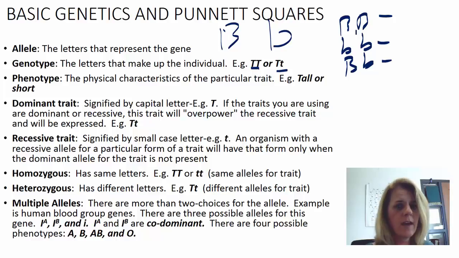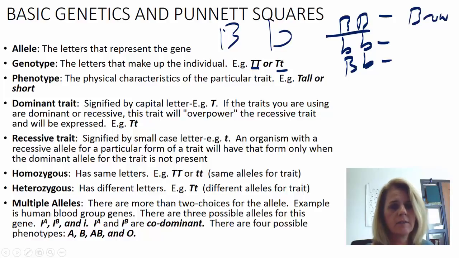Okay, so if I have big B, I'm going to have brown eyes. If I have little b, I'm going to have blue eyes. Okay, that's what that means. So the phenotype is what you see.